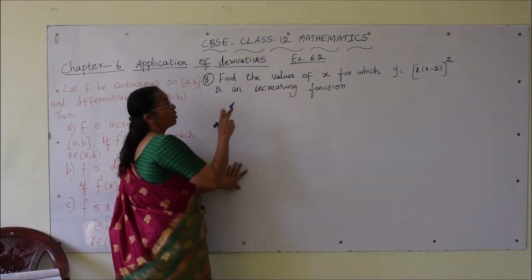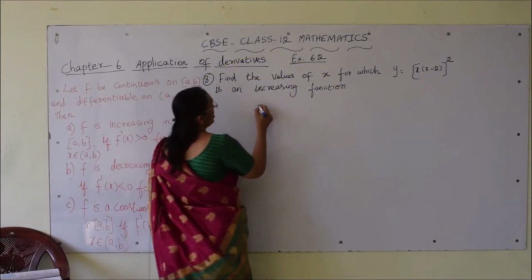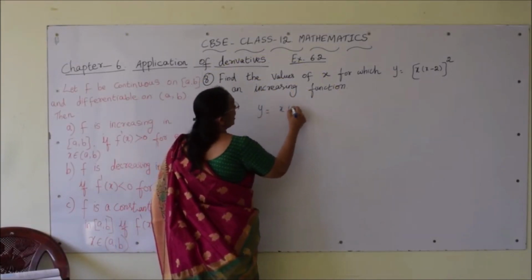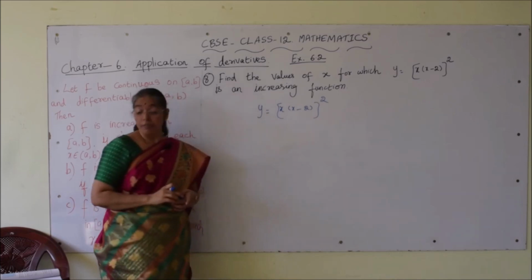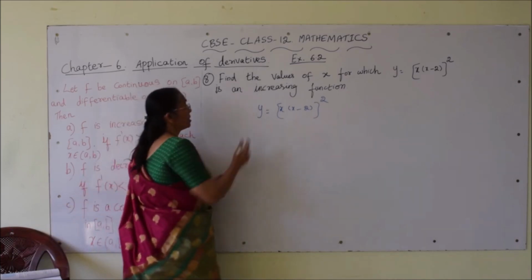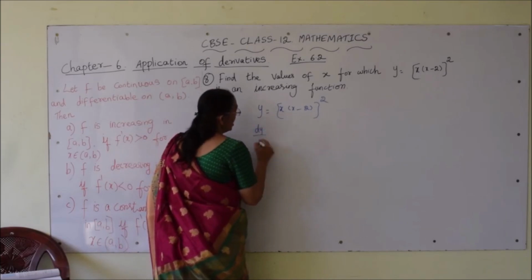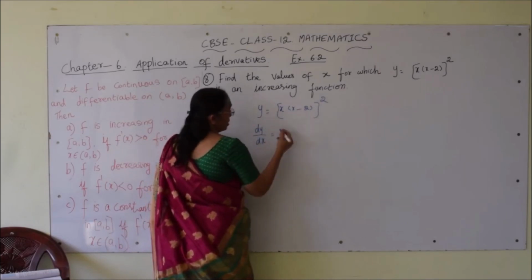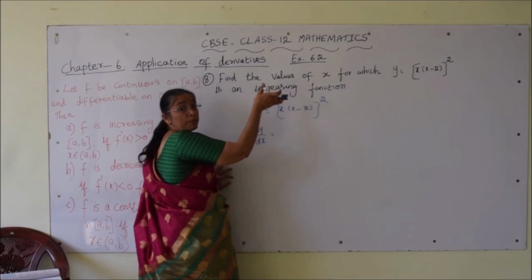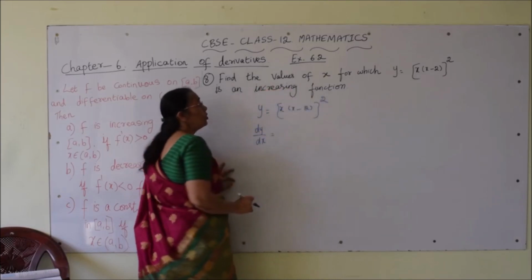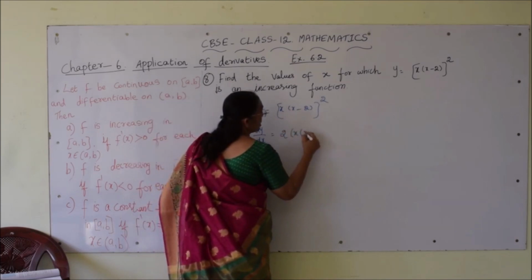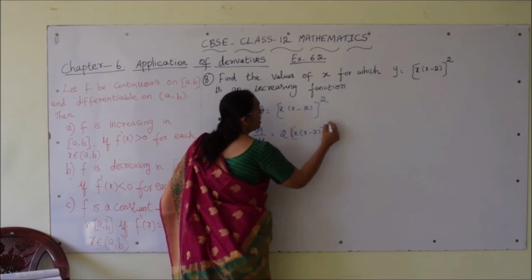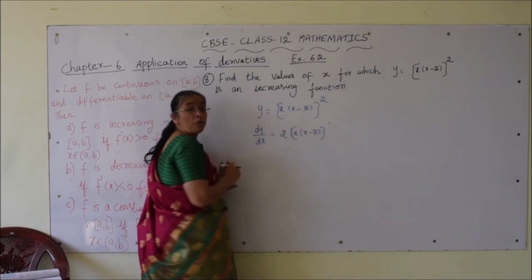8th problem, find the values of x for which the function y is equals to x (x minus 2) whole square is an increasing function. We have to find out in which interval the function is increasing. Now, first differentiation dy by dx is, first of all the function is in the form of x power n form. So, it is n x power n minus 1.